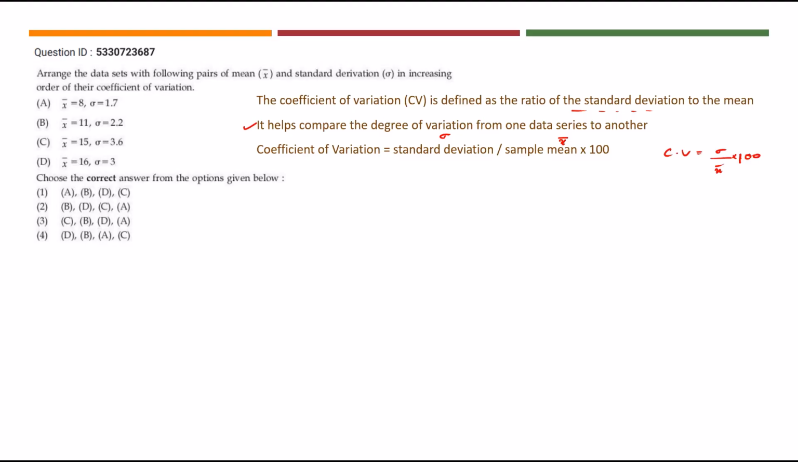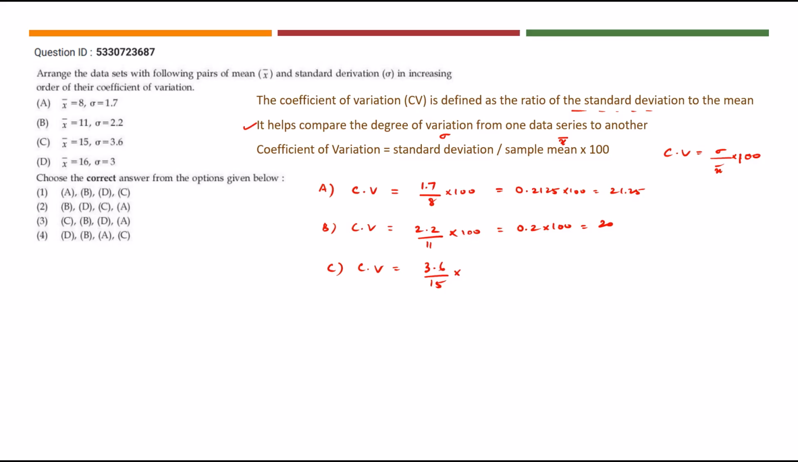Now you have to work out all the 4 options. A, coefficient of variation is equal to 1.7 divided by 8 into 100. 1.7 divided by 8 will give 0.2125, into 100 will give a value of 21.25. What about B? Coefficient of variation is equal to 2.2 divided by 11 into 100. This will give 0.2 into 100, which is equal to 20. What about C? 3.6 divided by 15 into 100. This is equal to 0.24 into 100, which is equal to 24.